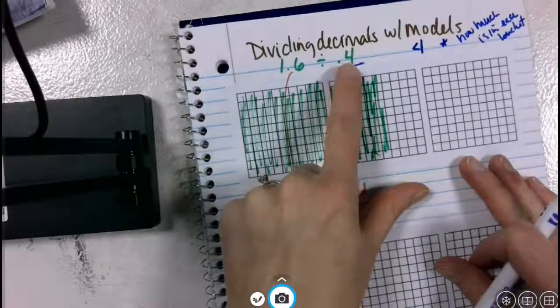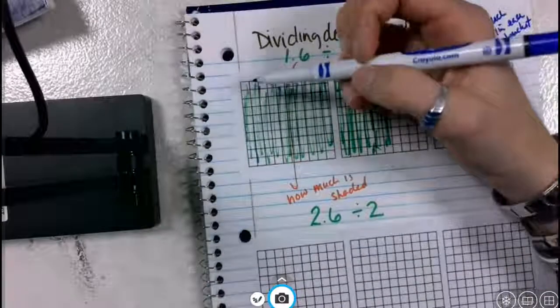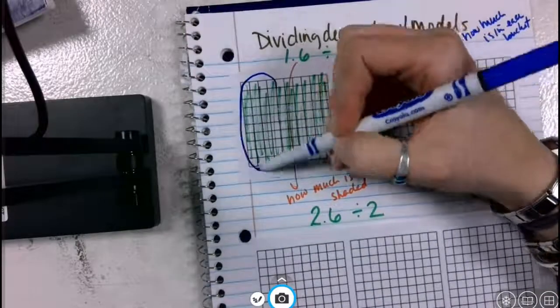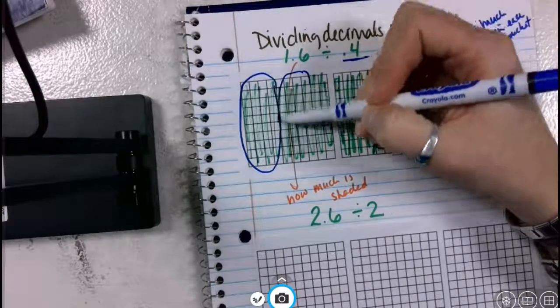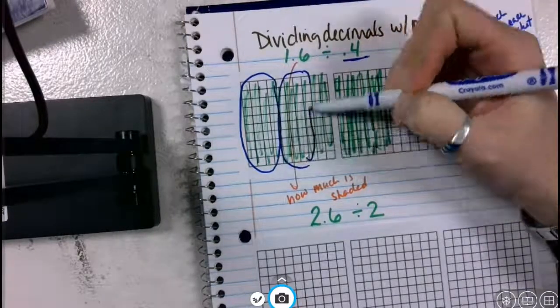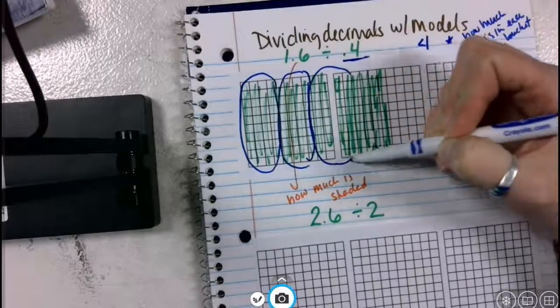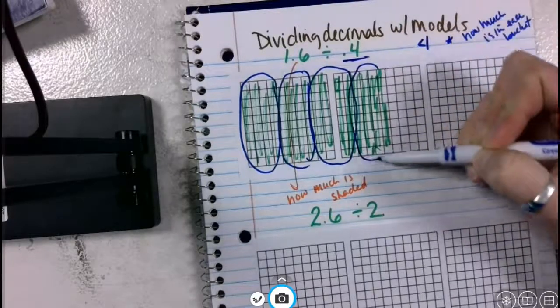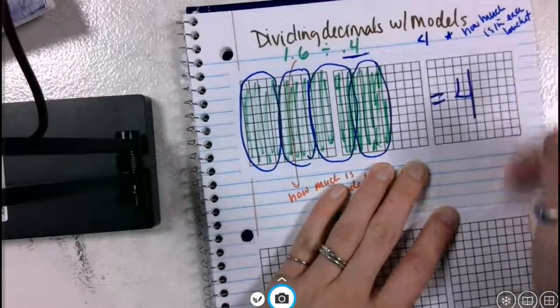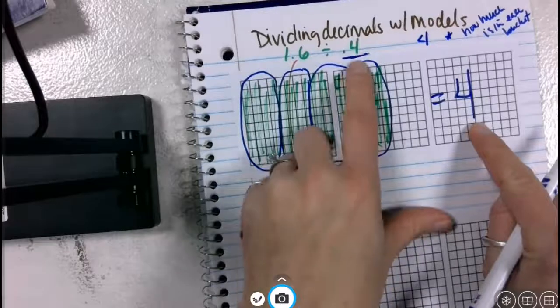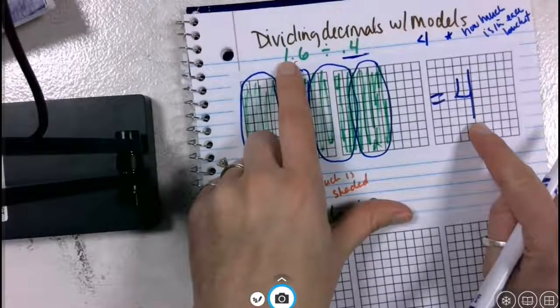So this tells me I have 4 tenths, so I have to circle groups of 4 tenths. So there's one group of 4 tenths. There's another group of 4 tenths. Here's another group of 4 tenths. And here's another group of 4 tenths. So my final answer for this one would be it equals 4. I have 4 groups of 4 tenths in a total of 1.6.